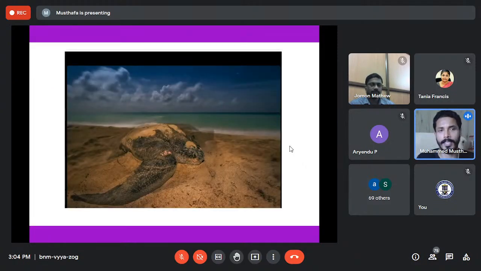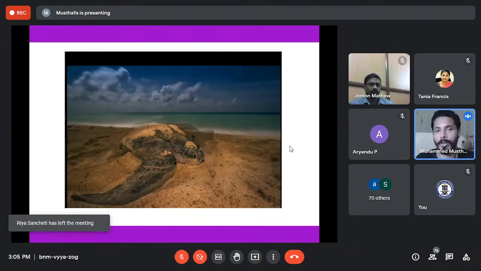Usually, turtles lay their eggs on sandy beaches. You know that. And the temperature of the sand will decide the sex of the baby turtle. Whether it should be male or female will be decided by the temperature of the sand. If the sand temperature is high, it will be female. If the sand temperature is low, it will be male, like that.